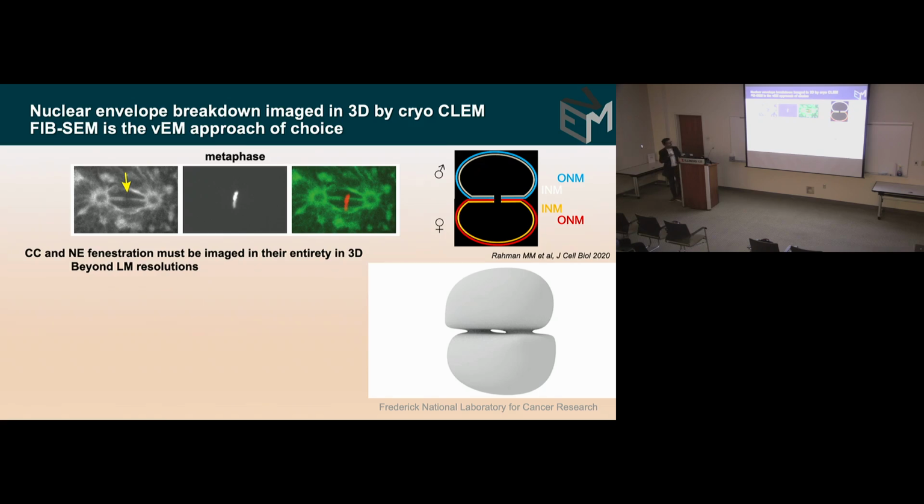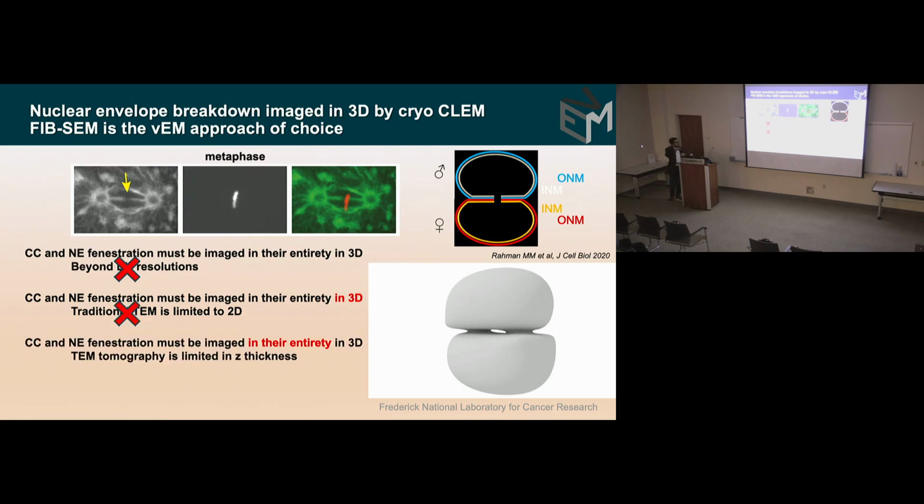Why is this so challenging? If you want to get the nature of that membrane structure, that intermediate, it's beyond light microscopy resolutions. Even with super resolution, you just can't see it. So you can't use LM. You've got to image it in its entirety in 3 dimensions. So traditional TEM, which is just 2D, can't be used. You must image them in their entirety.